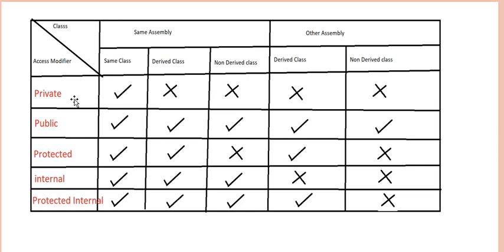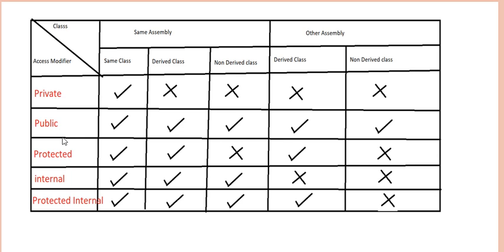If you take any variable or method and declare it as private, the accessibility level is only within the same class. I am not able to access it in the derived classes, that means inherited classes, and also in other non-derived classes. And in other assemblies, we are not able to access it if declared private. So private scope is only the same class. Other assemblies, or the same assembly with different classes, cannot access it if you declare it as private.